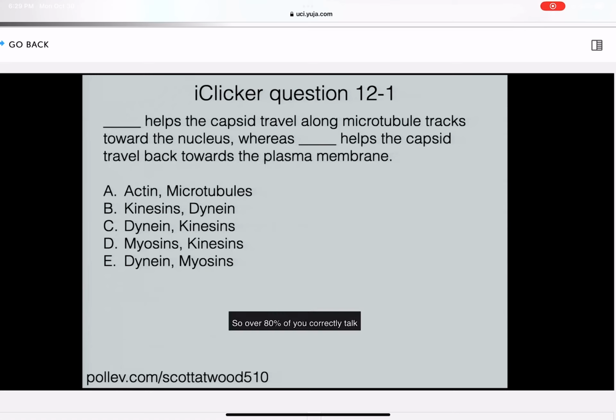All right, so over 80% of you correctly talk about kinesins and dyneins, but about 50% of you say C, which is dyneins help the capsid travel towards the nucleus, whereas kinesins towards the plasma membrane, and about 30% of you say the opposite. So what is the correct answer? And it's C, dyneins and kinesins. So let's talk a little bit about them.